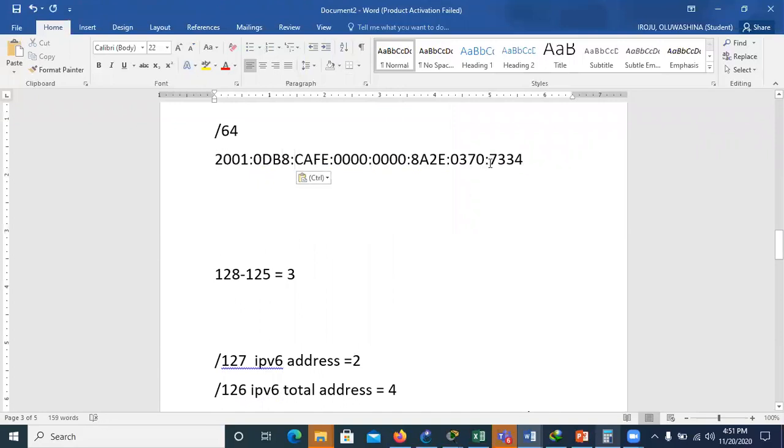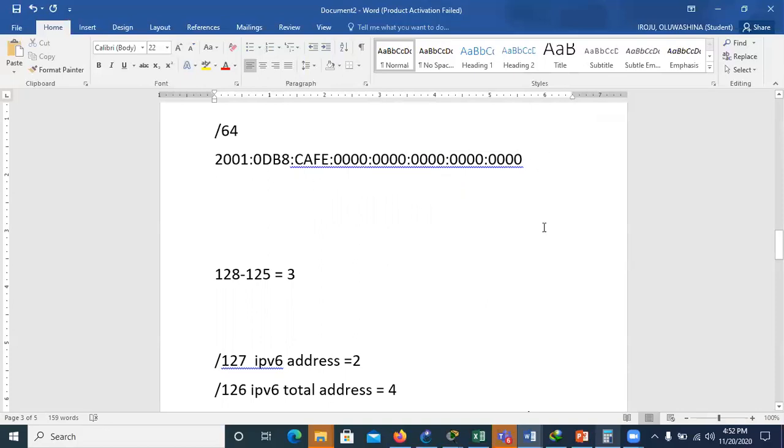Yes. So here now, the first one is 64. 128 minus 64 gives me 64 bits. So first, remove this 16 bits, change to 0. Remove this 16 bits, change to 0. Remove this 16 bits, change to 0. Is it up to 64? No. Remove this 16 bits, change it to 0. That's clear. Here now we have four groups of zeros, 64. So for /64, this is it.